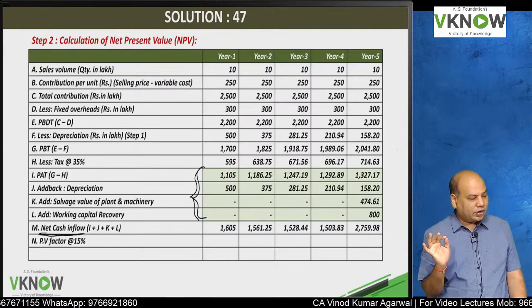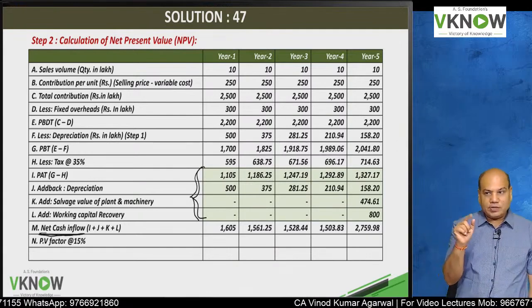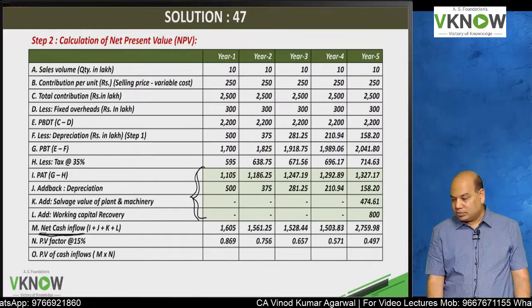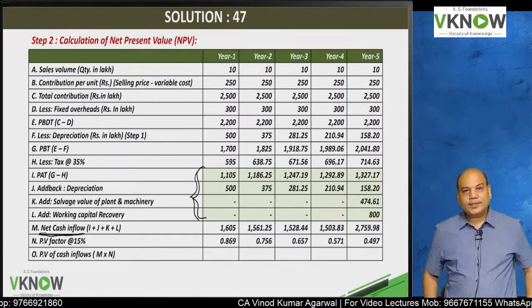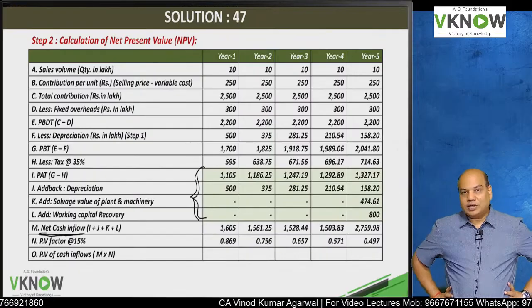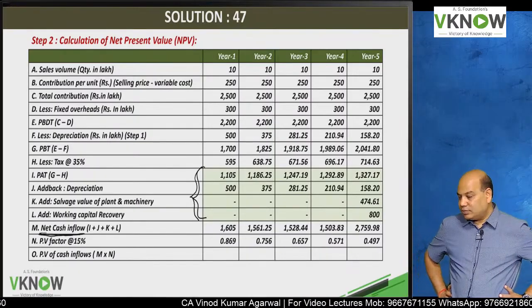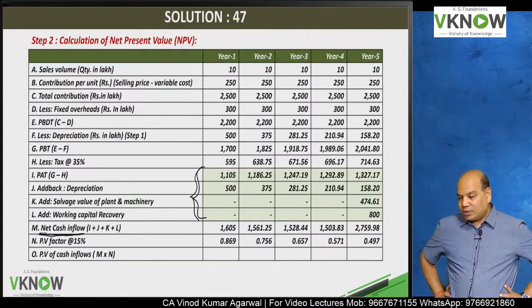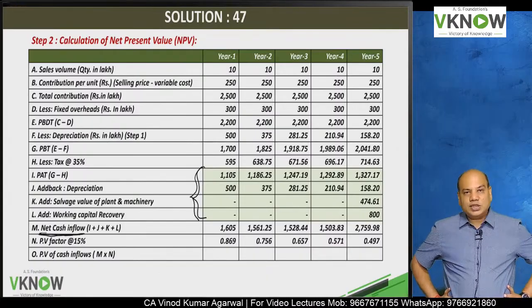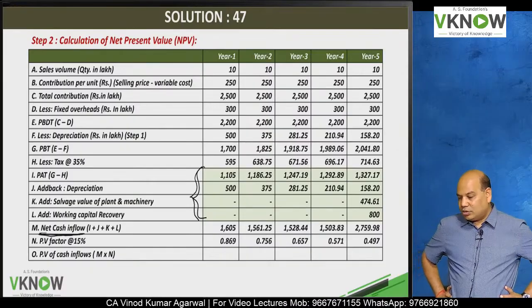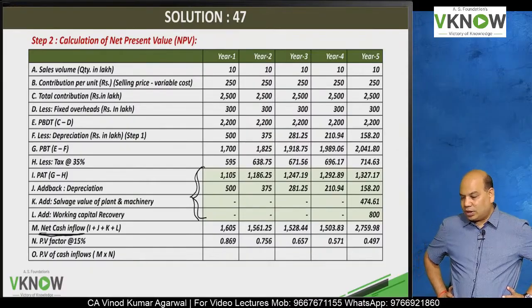Cost of capital is discount rate. Factor is given in the problem. If factor is given in the problem, you have to use it. Point number N, PV factor at 15%. Copy from the question. And now last point, PV of cash inflow. Please multiply M into N. Line number M into N.